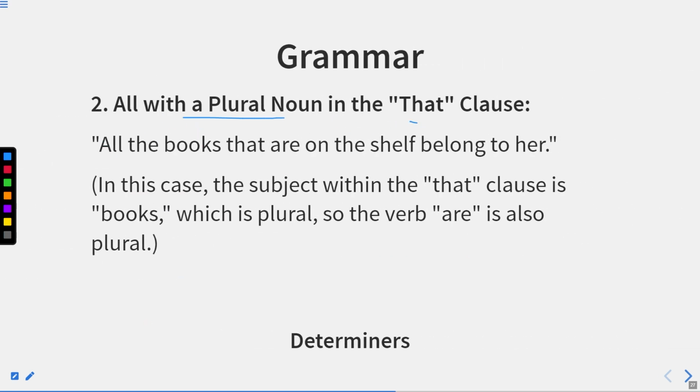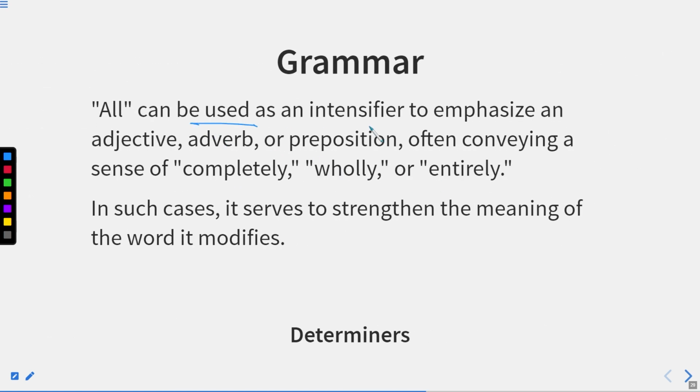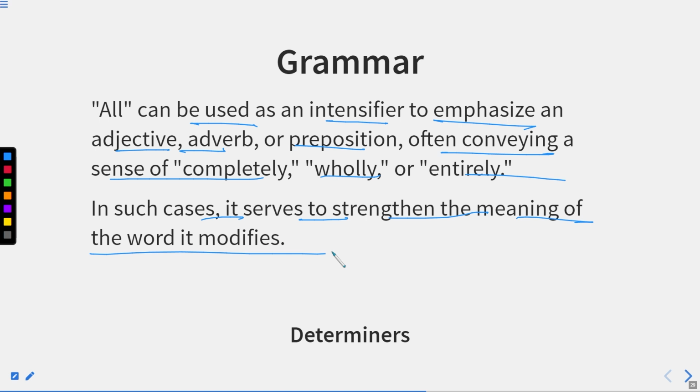All with a plural noun in that clause: all the books that are on the shelf belong to her. This I have already told you. All with a singular or uncountable noun: all the information that is available has been provided. All can be used as an intensifier to emphasize an adjective, adverb or preposition, often conveying a sense of completely, wholly or entirely. In such cases, it serves to strengthen the meaning of the word it modifies. Now, this is another very important thing.